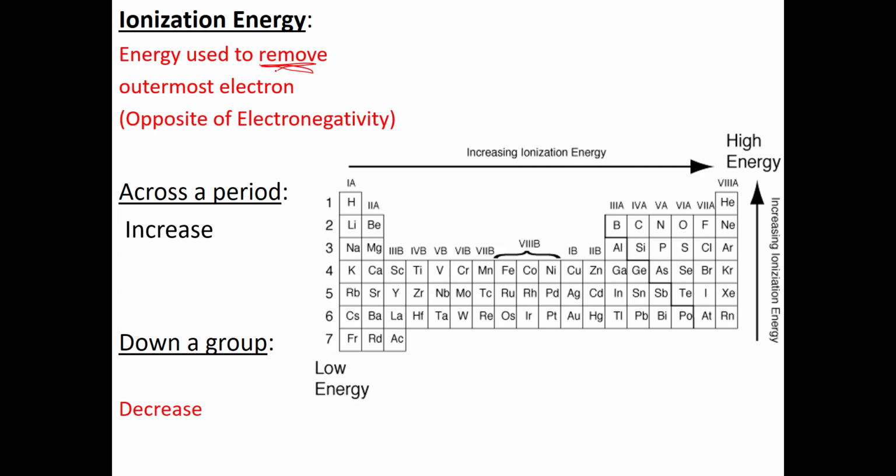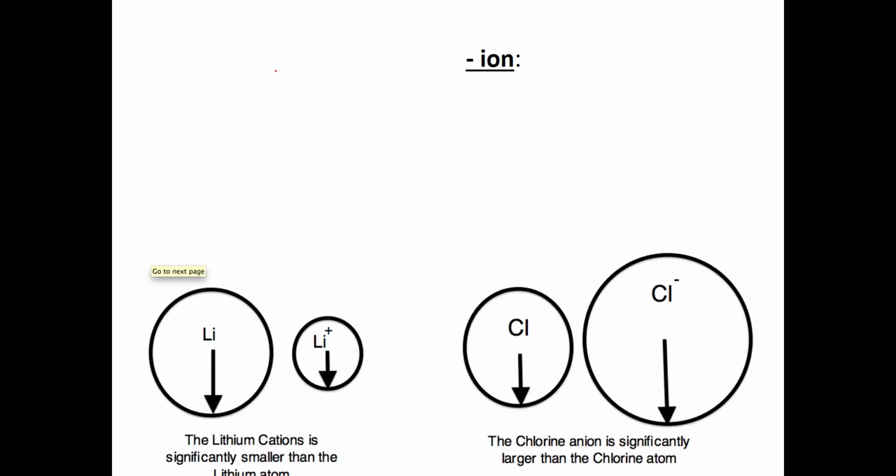Then as you go down a group, we know our ionization energy is going to decrease. Why? Because you gain more principal energy levels. Easiest one. Far away. If they're far away, it's not very hard for one to be taken away because they're not that strongly attracted towards the nuclei.